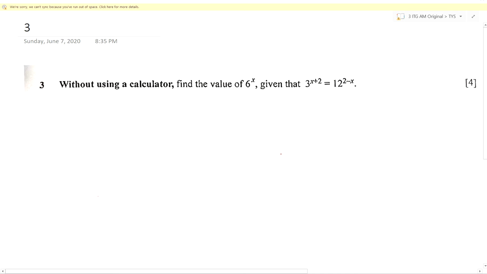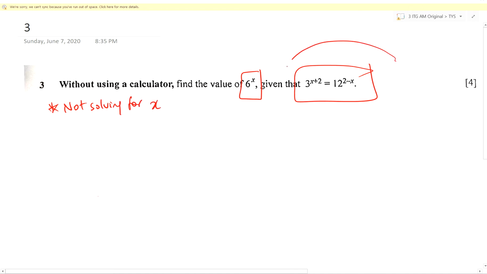Without using a calculator, find the value of 6 power x, given that 3 power x plus 2 equals 12 power 2 minus x. Take note that we are not trying to solve for x. Okay, so don't go and try any logarithms over here, find the value of x, then substitute over here, because that's not what is supposed to happen.